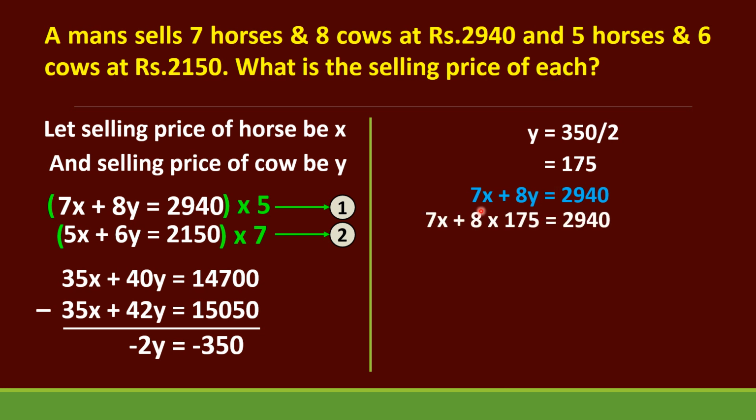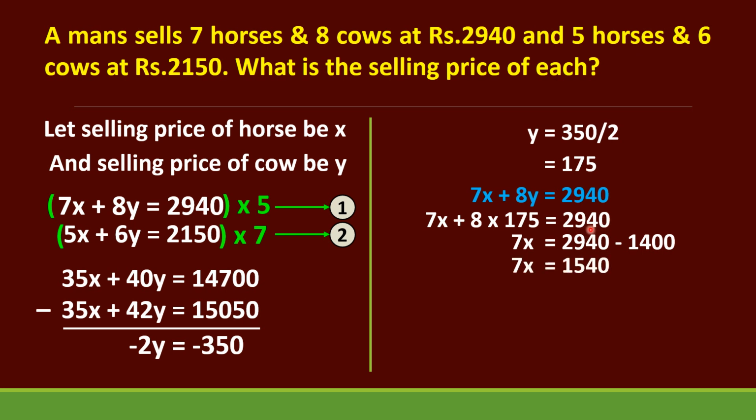Then 7x plus 8 into 175. The value of y, 175, is substituted. That is equal to 2940. So 7x is equal to 2940 minus 1400, since 8 into 175 is 1400. That is taken to the other side and subtracted from 2940.